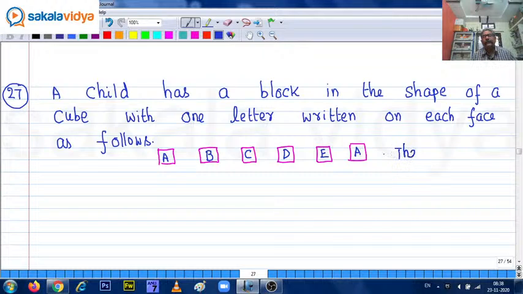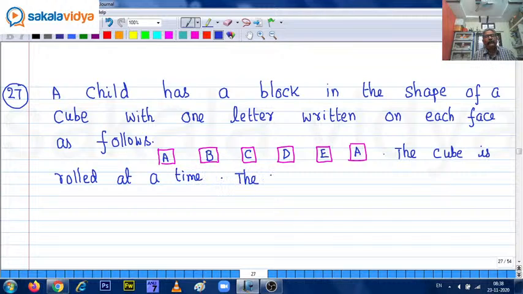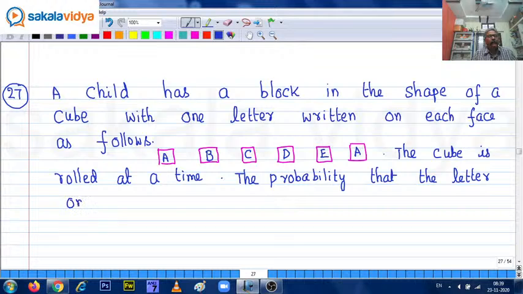The cube is rolled at a time, at once. The probability that the letter on the face is A.